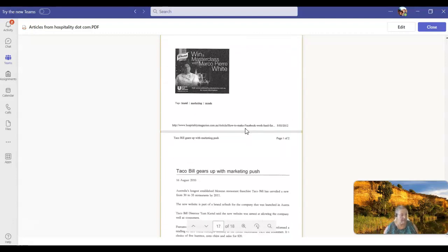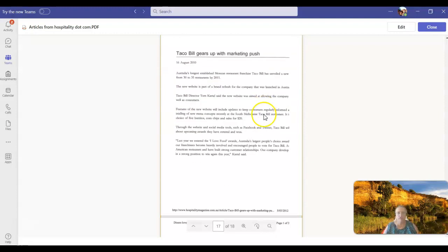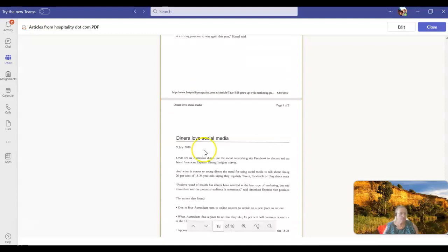Then we have Taco Bill gears up with marketing push. So this talks about how Taco Bill used their website and a social media push to actually win some awards within Australia when they first came to Australian shores. They used social media as part of their marketing strategy.